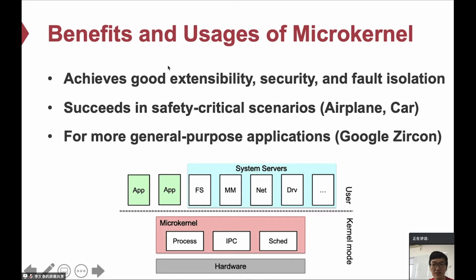Besides the success of microkernels in safety-critical scenarios, such as the deployment of QNX in cars, there is a resurgent interest in designing microkernels for more general-purpose applications. Google Zircon is a typical example.